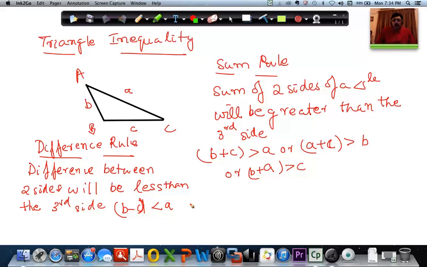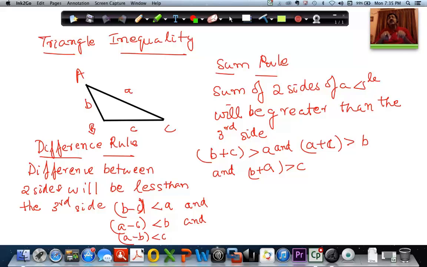It's not or, actually all this is and. Sorry for that. This is also and, in fact. Similarly here, b minus c is less than a, and a minus c is less than b, and a minus b is less than c.